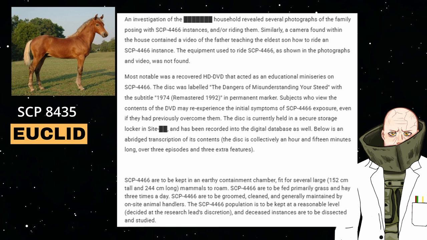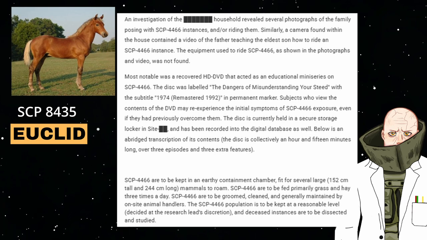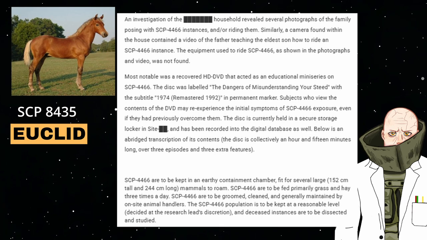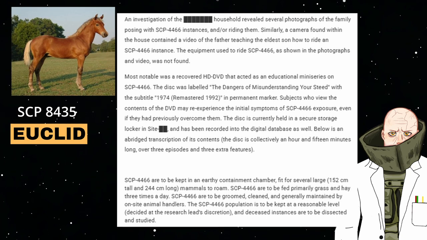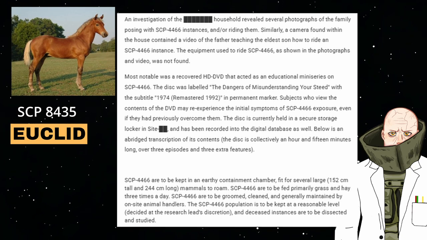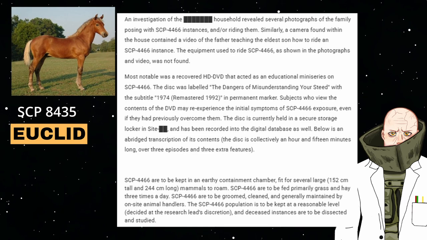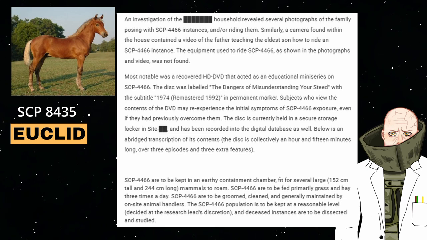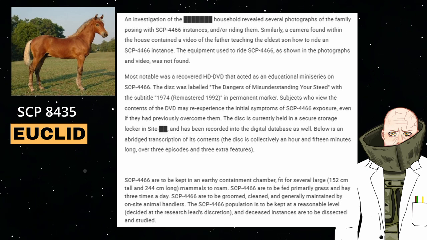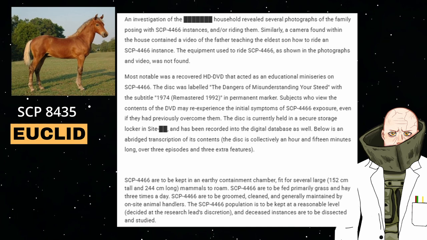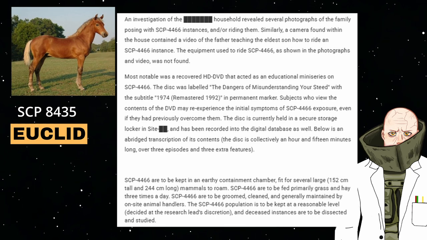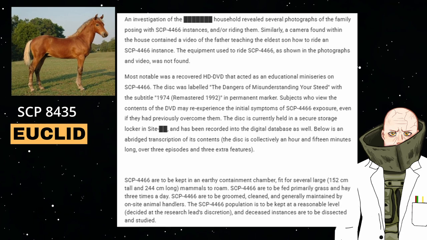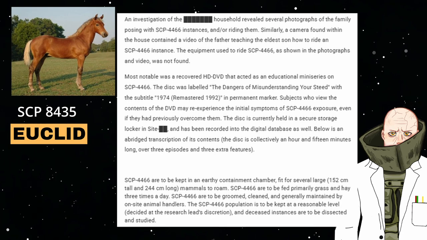Investigation of the redacted household revealed several photographs of the family posing with 4466 instances and/or riding them. Similarly, a camera found within the house contained a video of the father teaching the eldest son how to ride 4466 instances. The equipment used to ride 4466 as shown in the photographs and video was not found. Most notable was a recovered HD DVD that acted as an educational miniseries on 4466.